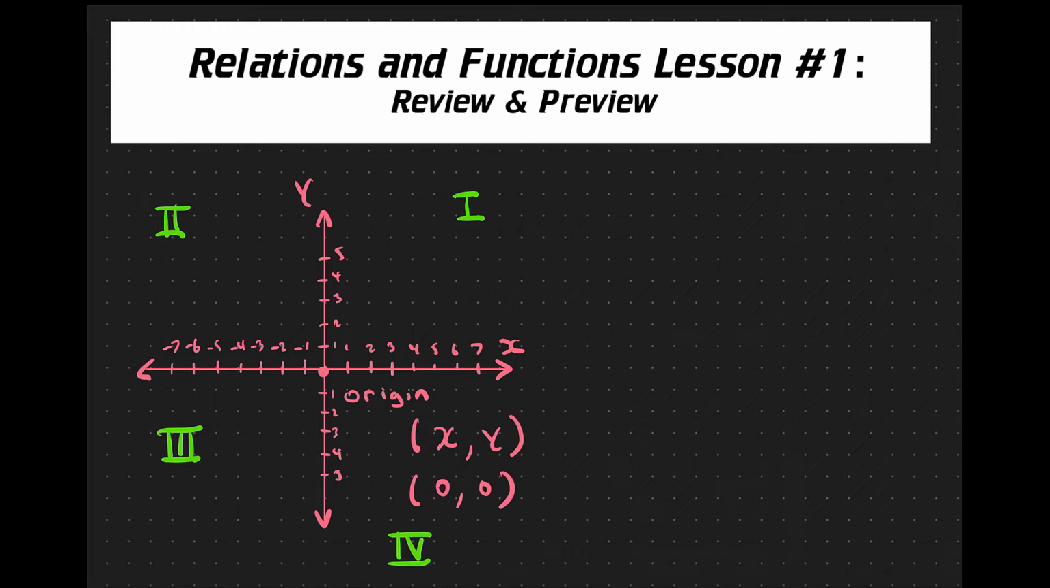Notice that in quadrant 1, if I look at all of my x and y coordinates, they are all positive. In quadrant 2, you can see that the x is negative and the y is positive. In quadrant 3, the x is also negative and the y is negative, and in quadrant 4, the x is positive and the y is negative.